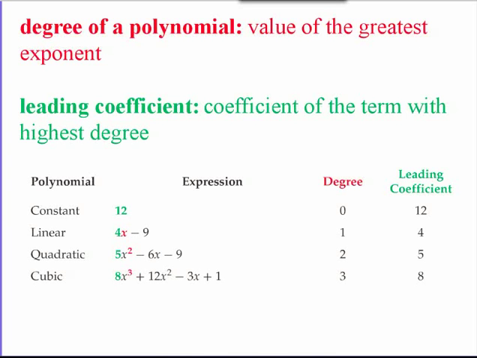Okay, so now we're going to talk about what a degree and a leading coefficient are. You're going to notice that the degrees are listed in red. The leading coefficients are listed in green. So I'll let you get that down, and then we'll talk about it. Do we have to write all that down?